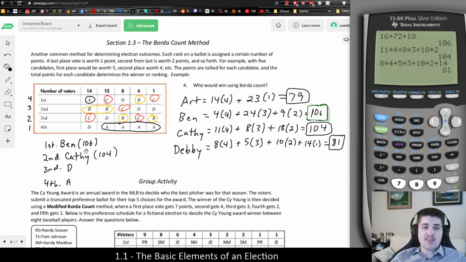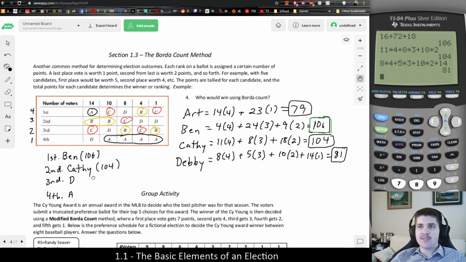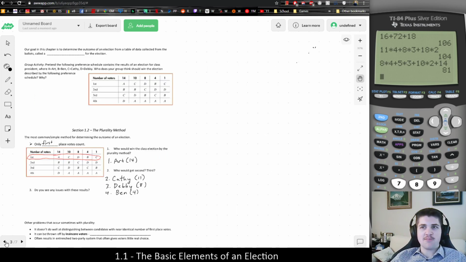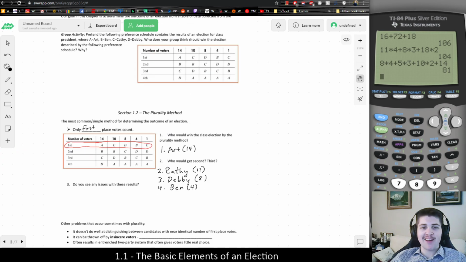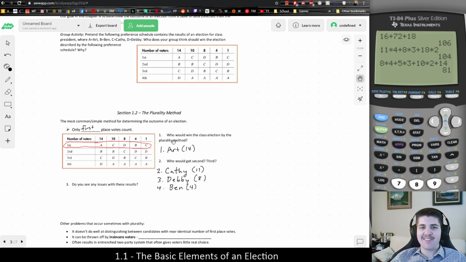And I thought I'd mention comparing to plurality. Notice that here Ben was the winner and Art came in dead last. Just to do a quick comparison, if we were using plurality instead of Borda count, it's kind of the opposite. Art came in first, Ben came in last. It's a very, very different outcome.